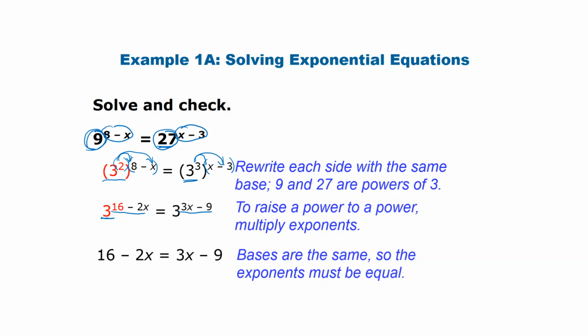So now I have the exact same base, and all that's different are my exponents. So I know that these two exponents have to be the exact same. All I have to do now is set these two equal to each other: 16 minus 2x equals 3x minus 9. Because the bases are the same, we can just set the exponents equal to each other. And now we just use basic algebra to solve this, and when you do, you end up with x equals 5. I'm sure you could do that on your own.